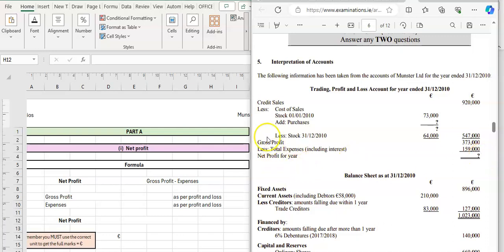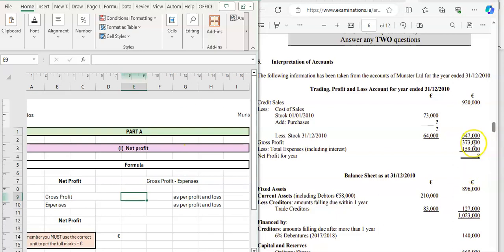So to calculate the net profit, we're going to take the gross profit of 373,000 and take away the expenses of 159,000. So your formula for the net profit is gross profit minus expenses. Two figures you need: the gross profit, and the gross profit is 373,000.